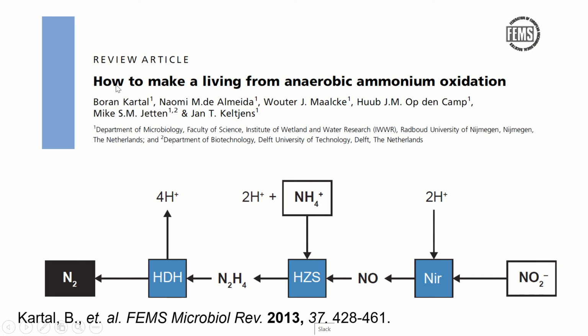So this is the title of a review article, How to Make a Living from Anaerobic Ammonia Oxidation by Boran Kartal and coworkers. And what a review article is, is a type of secondary literature that compiles all the literature in a particular subfield and both summarizes it and organizes it, and also often critically evaluates all of the research articles for this subfield. And this particular one was on anaerobic ammonia oxidation.